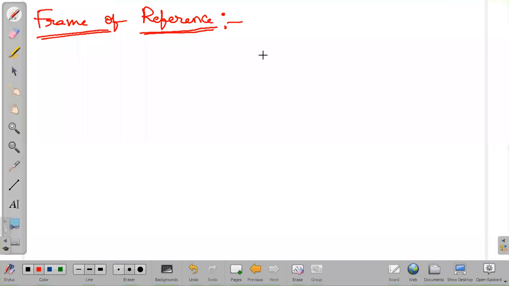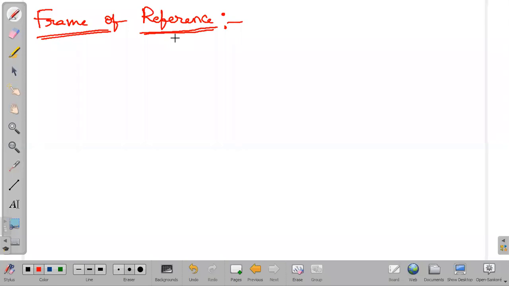So frame of reference is what we require for some observer to observe any kind of motion. Suppose we are observing something, then we can be taken as our frame of reference. The observer is situated and makes his observations. That is known as frame of reference.